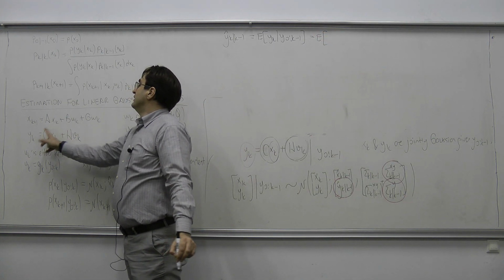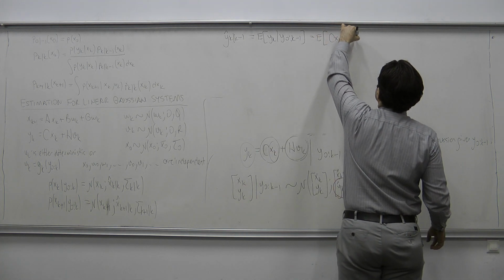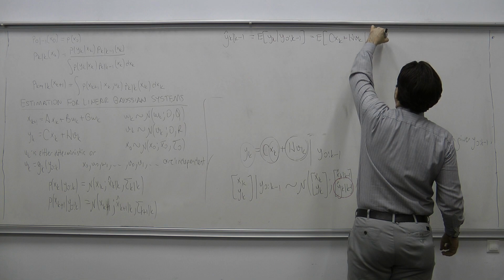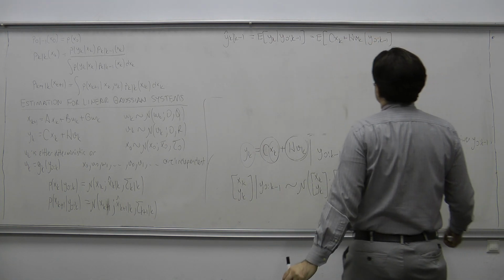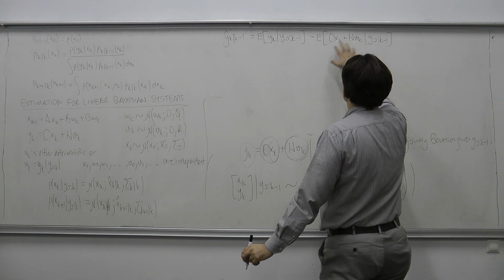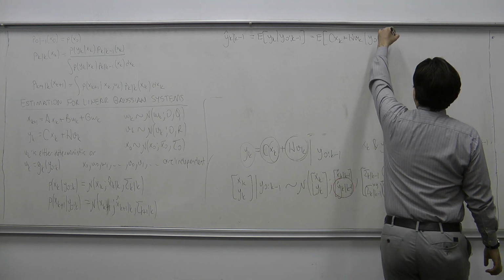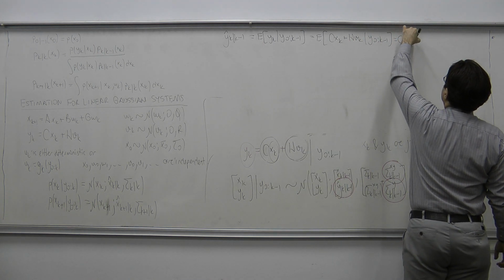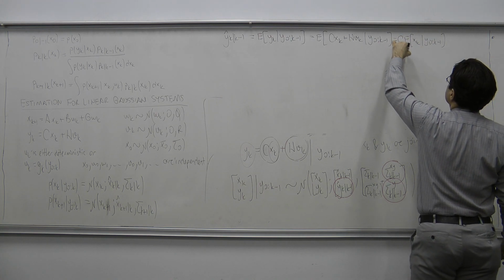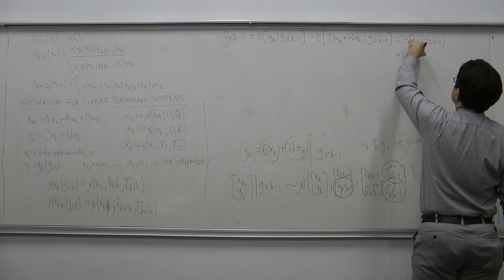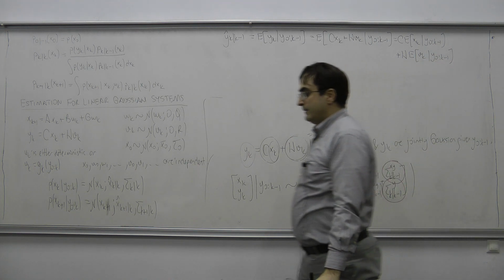That is going to be the expected value, y_k is given like this, C x_k + H v_k, given y_0^{k-1}. Now I know that expectation is a linear operation, so I can distribute it into multiplications and the summation. So that is going to be C times the expected value of x_k given y_0^{k-1}, plus H times the expected value of v_k given y_0^{k-1}.